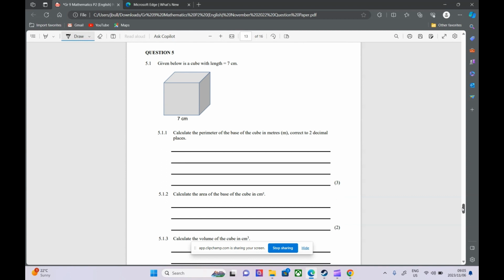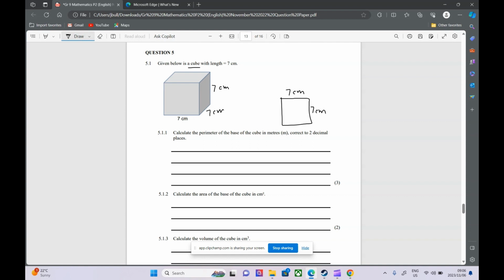Okay, then we've got a cube with a length of 7. So a cube, they like to try trick you. If it is a cube, that means the length is 7, the width is 7, and the height is 7. Calculate the perimeter of the base of the cube in meters. Okay, so the base is the bottom part. It's the same as the top. And how the base would look is it's just a square, and it is 7 centimeters by 7 centimeters.